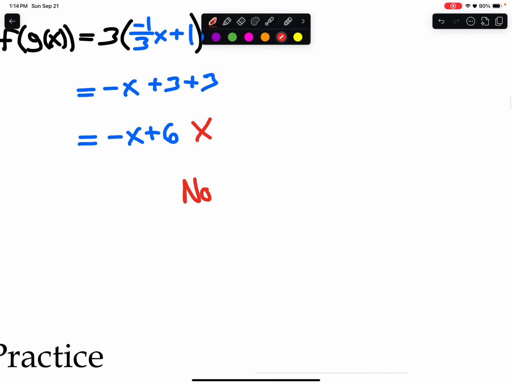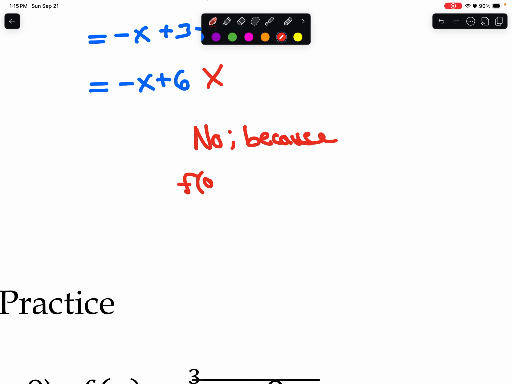So no, because f of g of x does not equal g of f of x, which does not equal positive 1x.